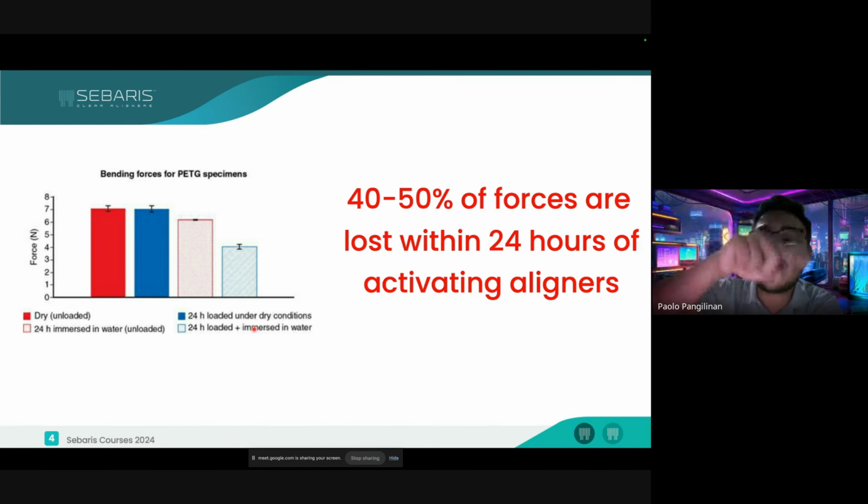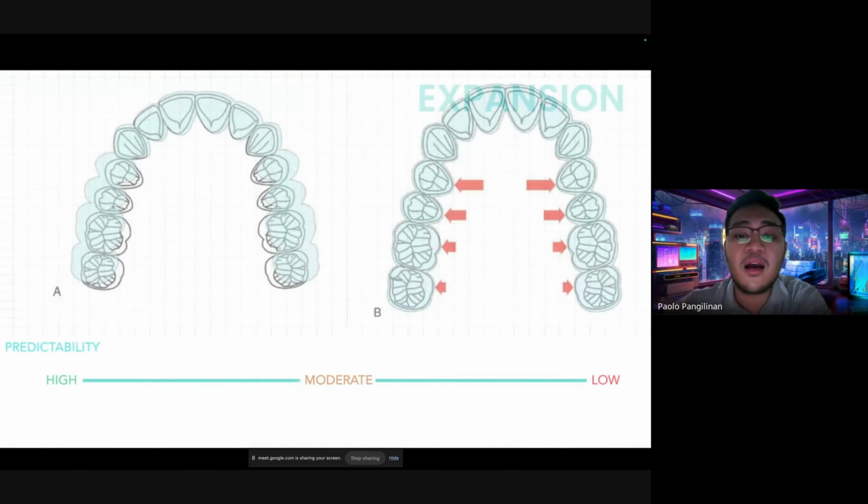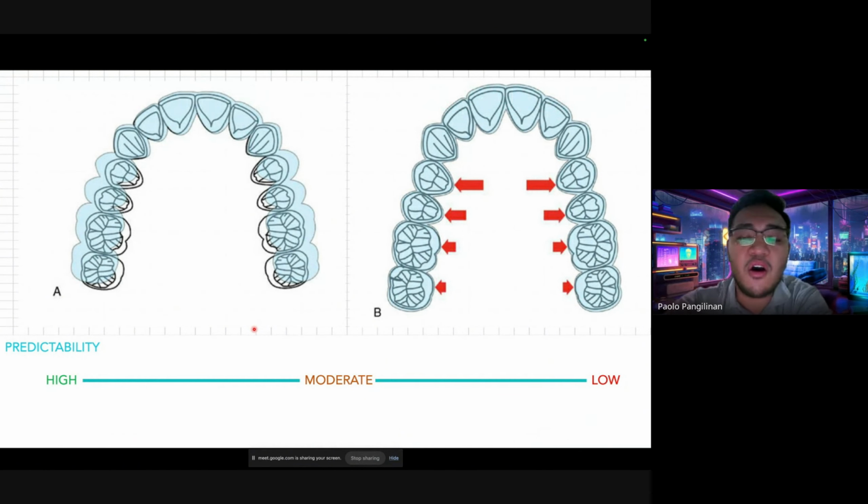That's why we branch it out into two things, right? It can be seen in most evidence on expansion, where they have found out that most of the expansion actually happens on your premolar and it decreases toward your posterior teeth.